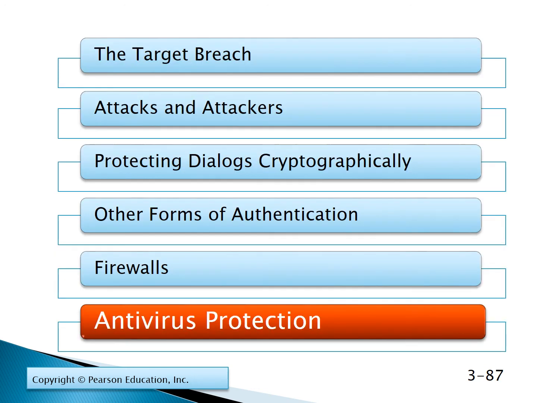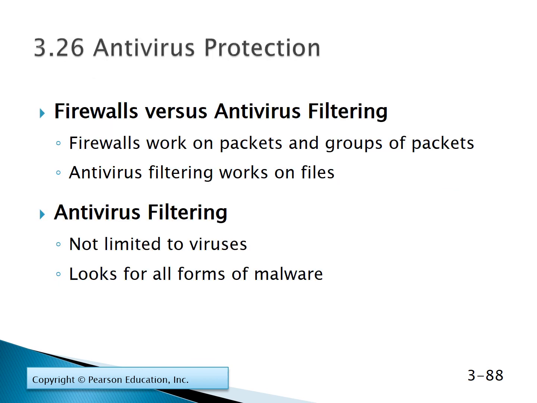So finally, we'll talk about antivirus protection. Firewalls work on packets and groups of traffic, so it's mainly looking at incoming traffic at the packet level. And usually antivirus software is doing filtering on the files that you have received. After you put the packets together as a file, then the antivirus software will try to look at the files to see whether it's containing any particular signature or virus.